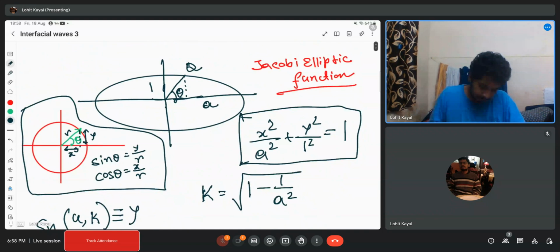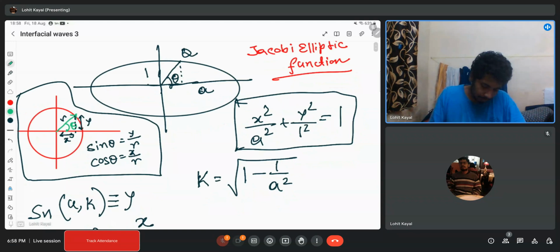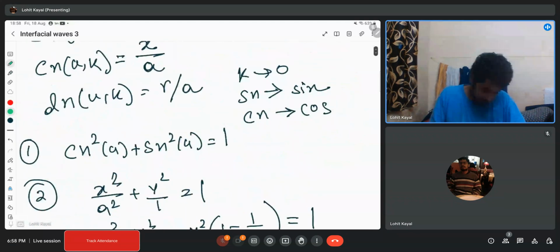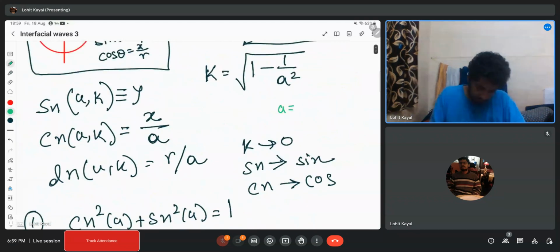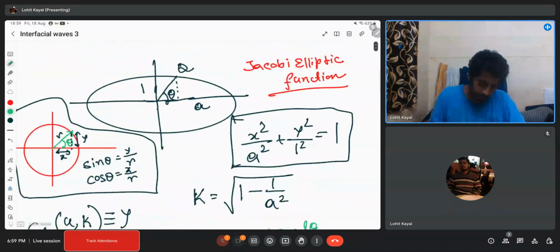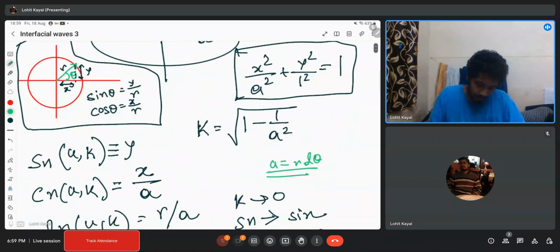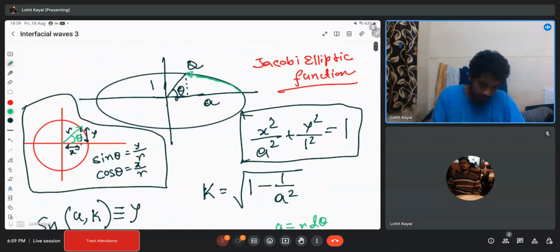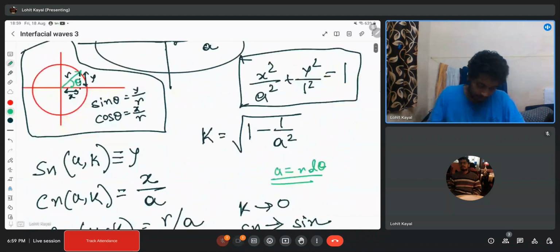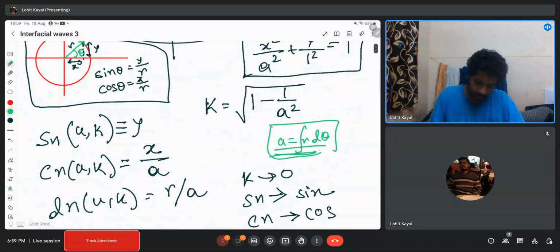Now we have to define a similar kind of function like this. This is not exactly theta. We will define the function u, which was already discussed in class. It is this r d theta, which is this amount of length. We will define this u as the integration of r d theta, something like that.